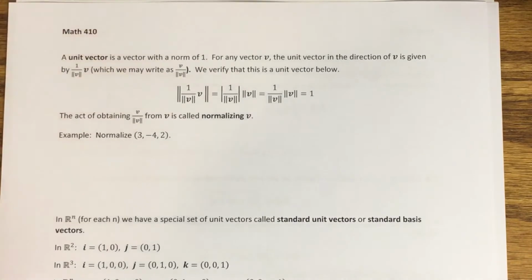Next up, we're going to talk about unit vectors. In math, the word unit means 1. So a unit vector is what we call a vector that has a norm of 1. And we use unit vectors for a lot of things, not just in this class, but in any class really where you're using vectors. They're extremely important. In Calculus 3, we need to use unit vectors for lots of different things.